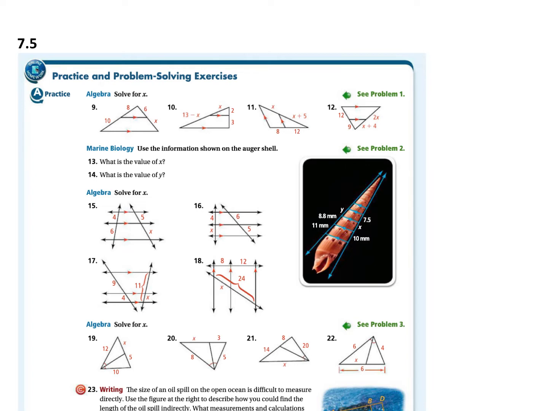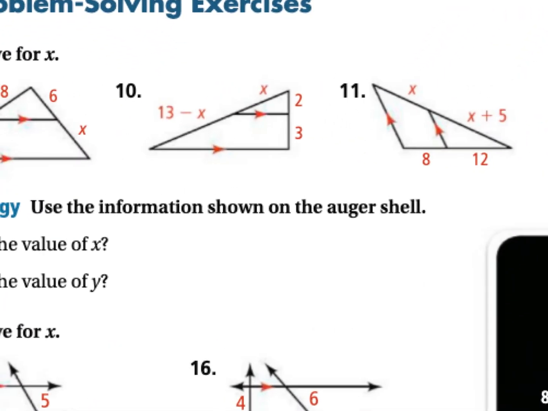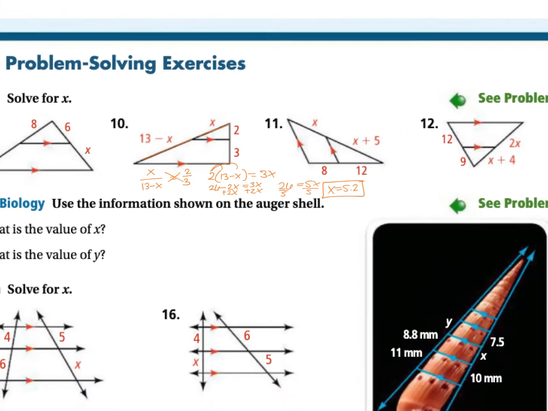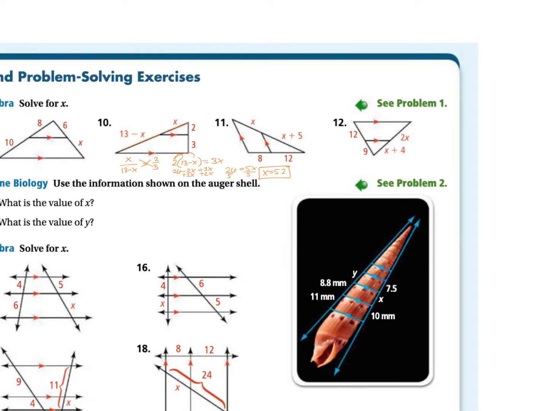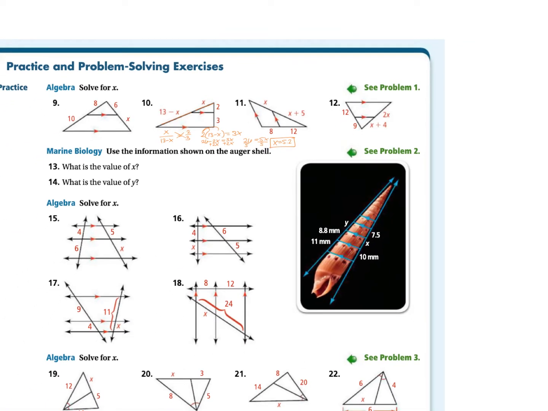Here we go. So this first one, this is side splitter theorem. You're going to take the two that are on the same line. So it should have been x over 13 minus x equals 2 over 3. Cross multiply that. So 2 times 13 minus x equals 3x. Distribute that. So this is 26 minus 2x equals 3x. We're going to add the 2x. So you get 26 equals 5x, and then divide by 5. And 26 divided by 5 is 5.2. Okay, so there's one of them that you did for the homework. All of those, that top row, are the same idea.